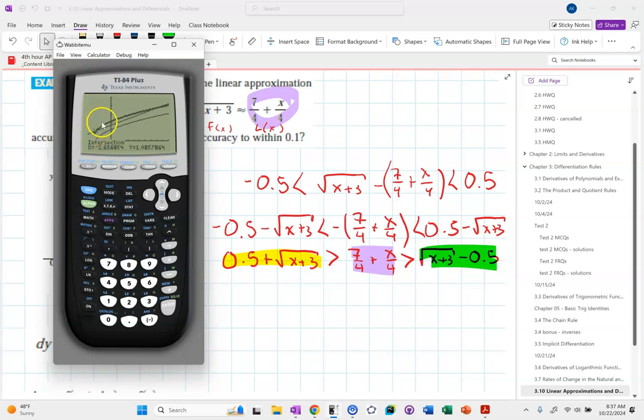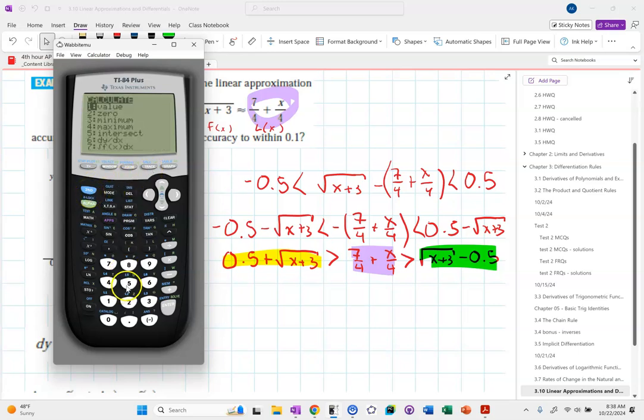Now, I need to make sure I'm rounding carefully here. So let's say we want to round that to the 10th. I want to make sure I'm rounding in this direction so that my linearization stays in between the two. I don't want to round over here in that direction where it's going to move outside my bounds. So I need to round this to a number bigger than -2.65, and so on. So I'm going to say round that to -2.6. So that's my lower bound.